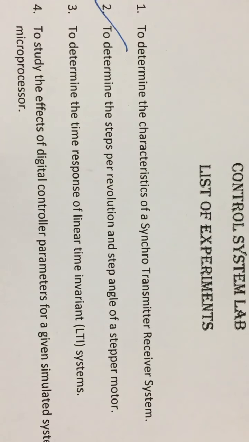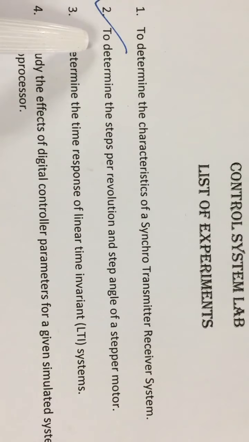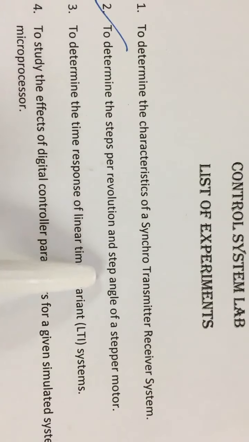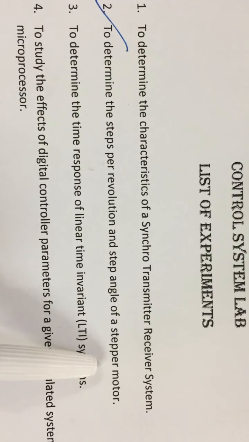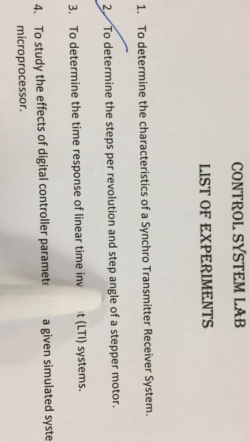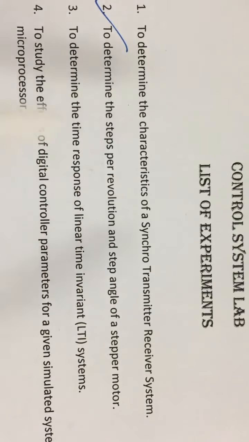Good morning, students. Now we are going to perform experiment number 2 of the control system lab, that is to determine the steps per revolution and step angle of a stepper motor. In this experiment, we will try to find the step angle of a stepper motor and how many steps it takes to complete one revolution.